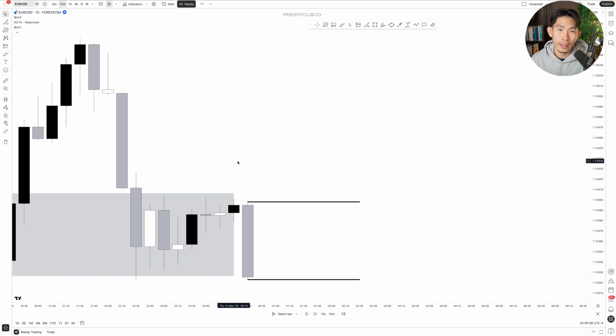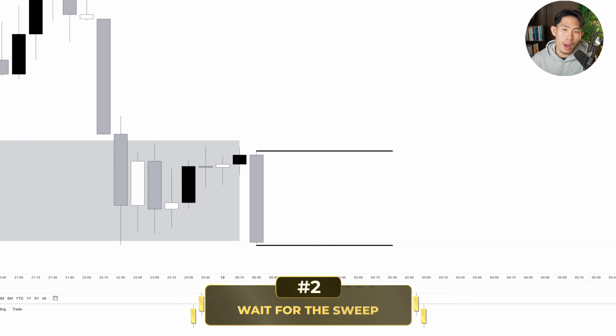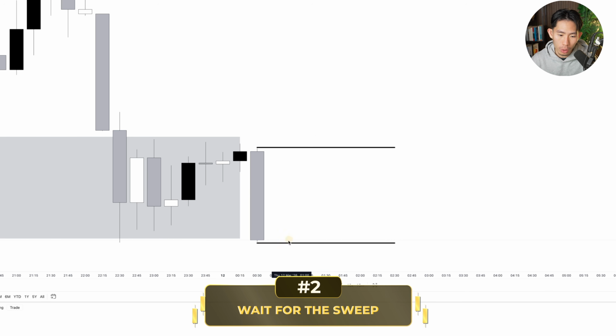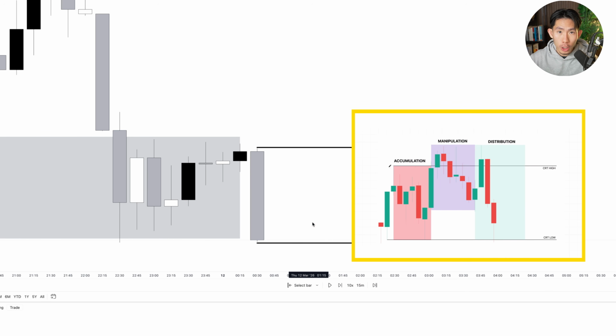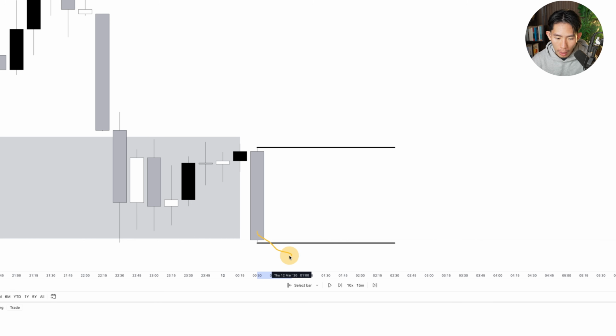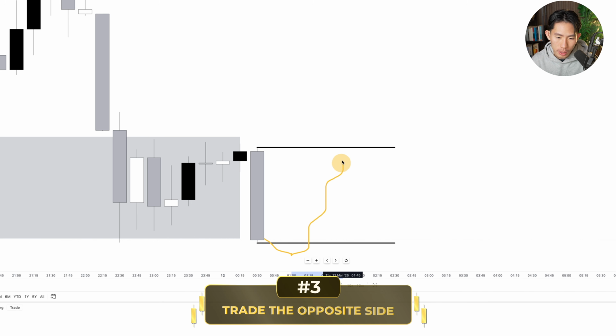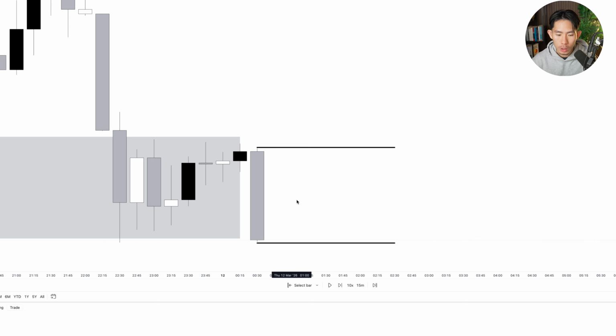Once that's done, the next thing we want to look out for is for price to actually sweep either the high or the low, right? Remember your manipulation phase, right? We need to see that sweep, and then if price gets that sweep, potentially we can trade it in the opposite direction to the opposing end of the range. So in this case, since price has not swept, let me just not do anything. Let's see what price does next.